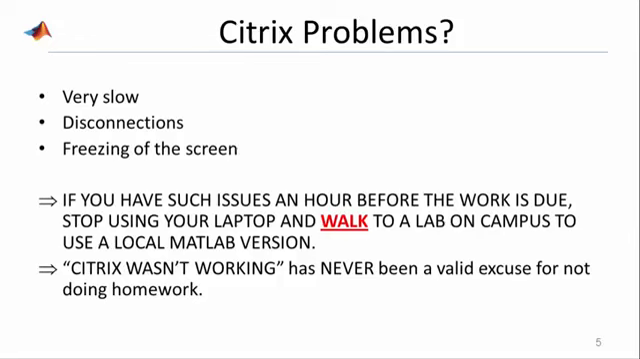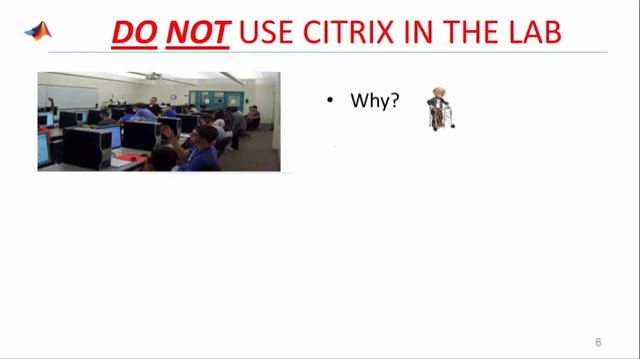Citrix wasn't working has never been a valid excuse and will never ever be a valid excuse for not doing your work on time. These issues are well known ahead of time and can be managed. Whatever you do, do not use Citrix in the lab for the reason just mentioned, but in the lab you have a version that's your own. So make sure you simply go on the desktop and double-click the icon.